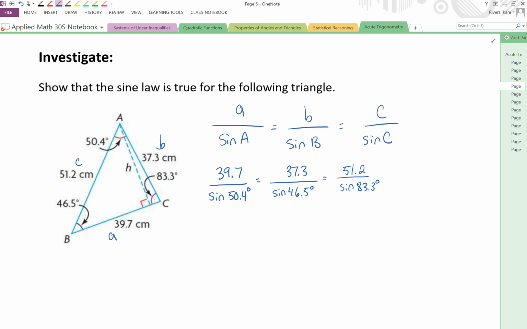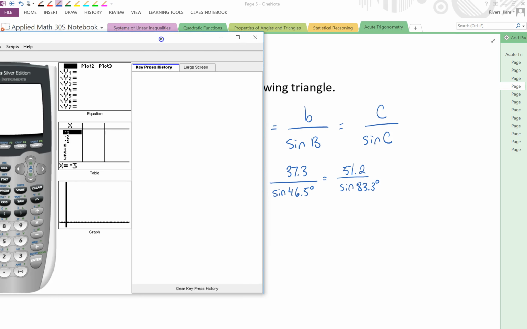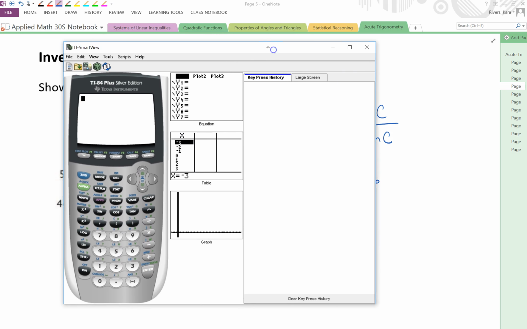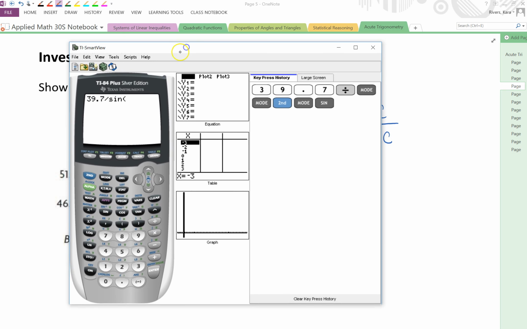Once you have all your values substituted, you can use your calculator to solve each ratio and see what they're equal to. Let's take a look at the first one here. The first one is 39.7 divided by sine of 50.4. Before I do that, just double check. Yeah, okay, I'm in degree mode, because you want to make sure that you're there. So divided by sine of 50.4. We get 51.52.